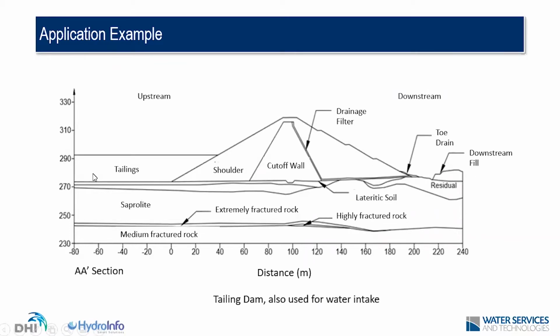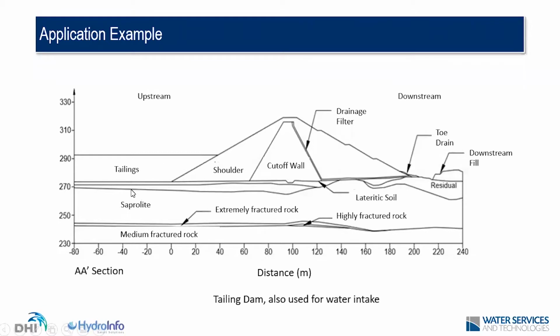It's a mixed usage dam to contain tailings, and also on top it has water that is used for water intake for the processing plant of the mine. It has the traditional items of a dam: a shoulder, a cut-off wall of a more clay material, then a drainage filter and a drainage blanket to alleviate pressures. It has a toe drain. Here there is a downstream fill with rocks to avoid erosion at the toe.